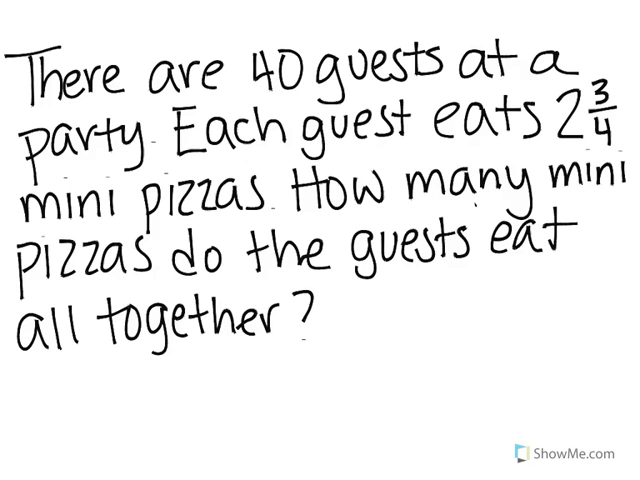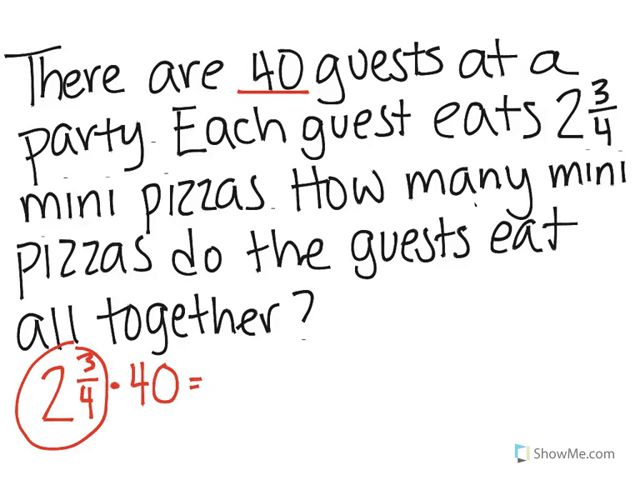So we know that one guest eats 2 3/4 mini pizzas. That's for one guest. We're going to times that by 40, because there are 40 guests there. Look at that, that's a whole number. So we have some work to do to figure out this problem. Step 1, rewrite your mixed numbers as an improper fraction.